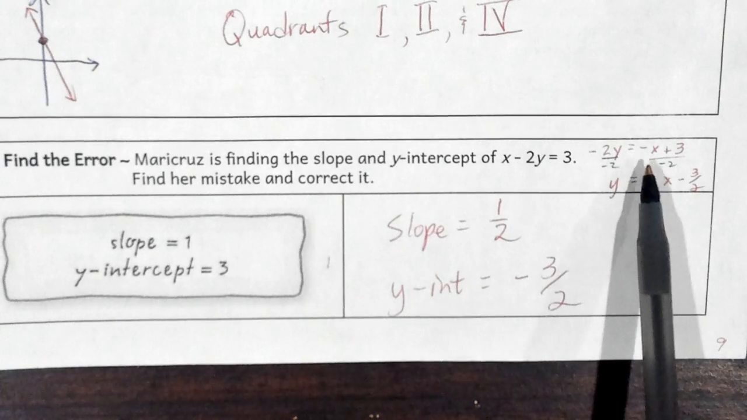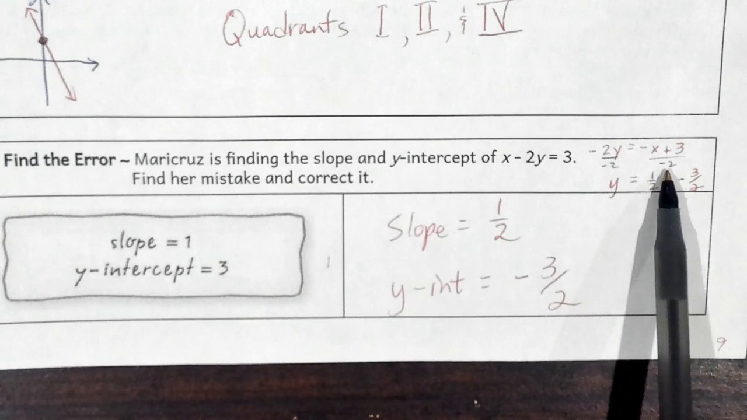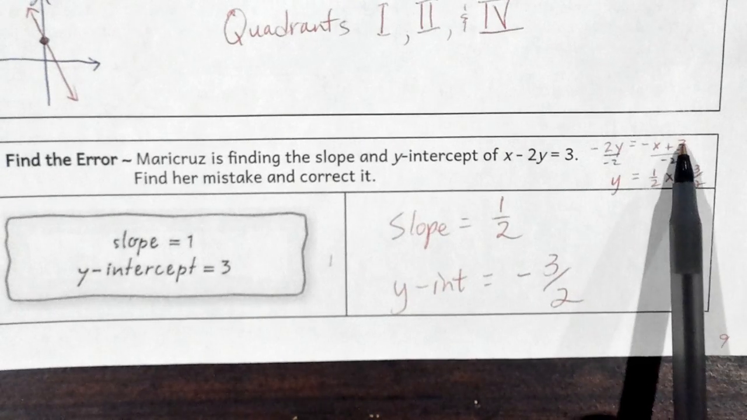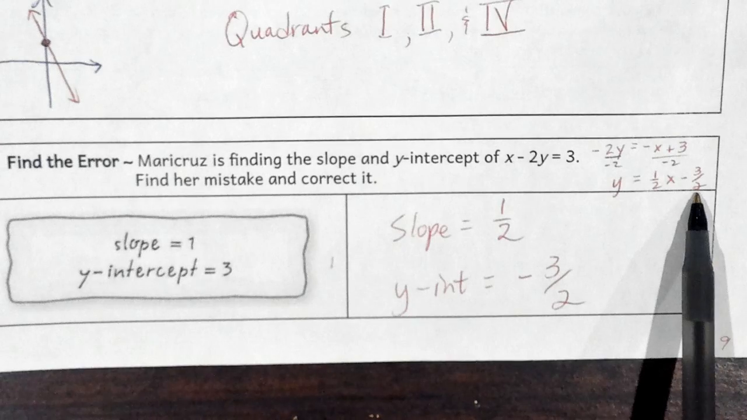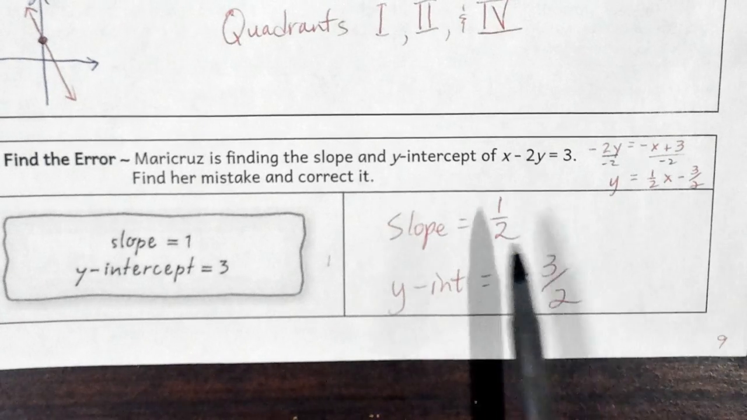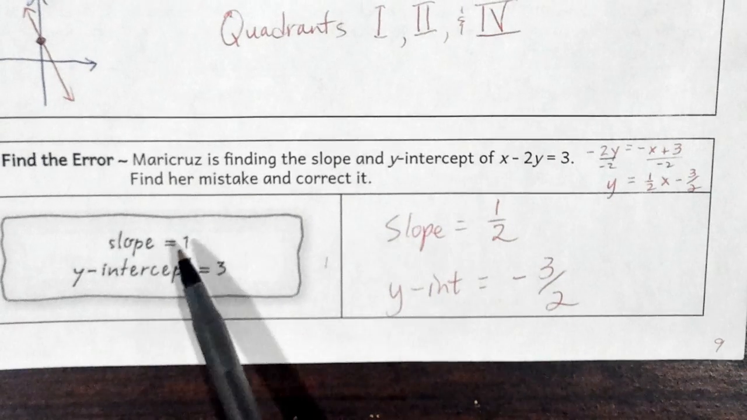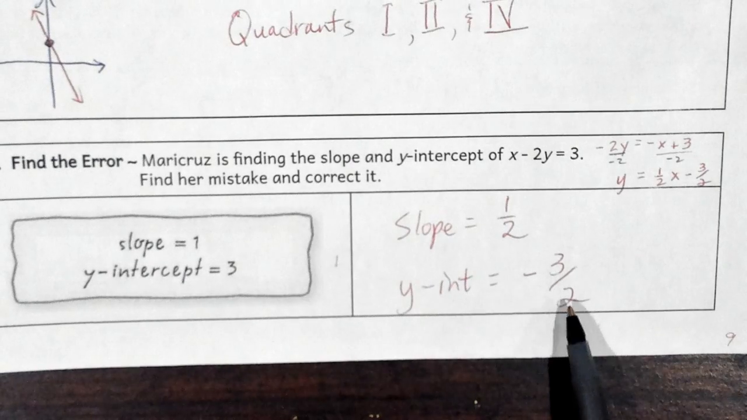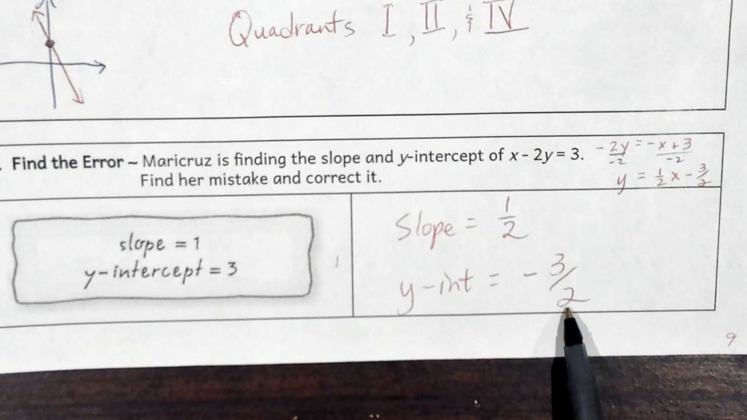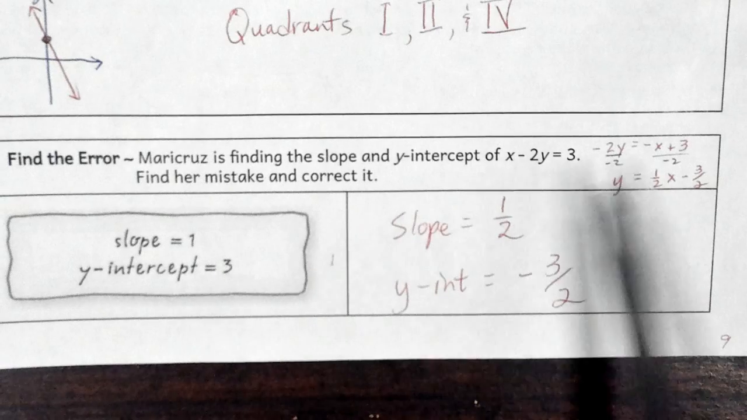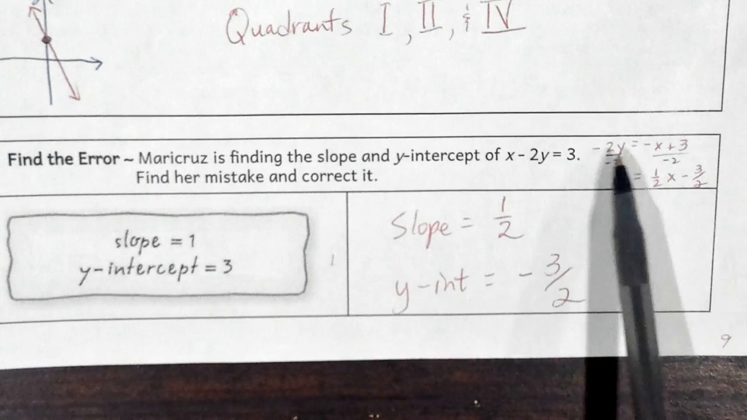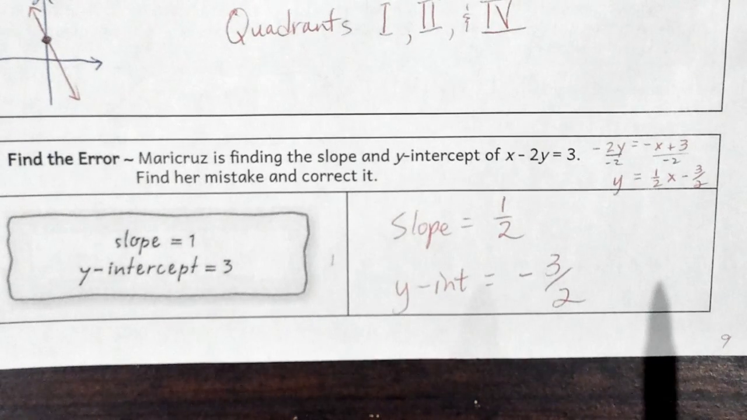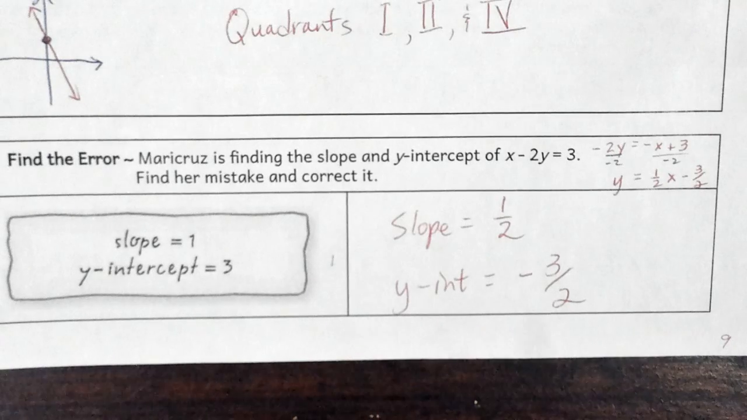So -1x divided by -2 is 1/2 x. 3 divided by -2 is -3 over 2. So my slope is 1/2, not 1. And my y-intercept is -3 over 2, not 3. So they took the slope more at this point and did not divide out the negatives there, or the -2.